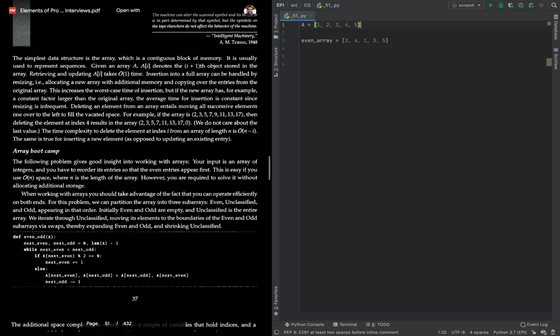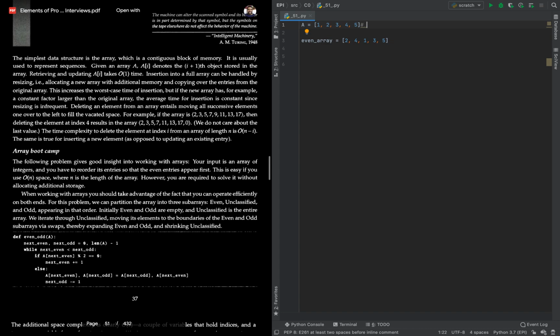So when working with arrays, you should take advantage of the fact that you can operate efficiently on both ends, right? So this is the idea of pointers, not really memory pointers, but pointers, in that you can work not just with one iterating variable, you can work with many.